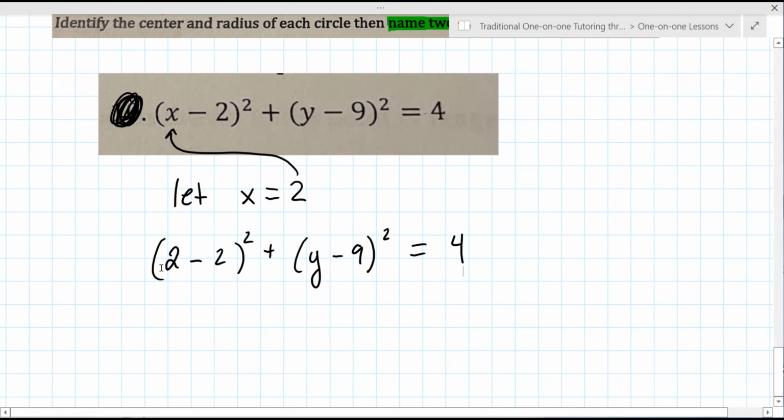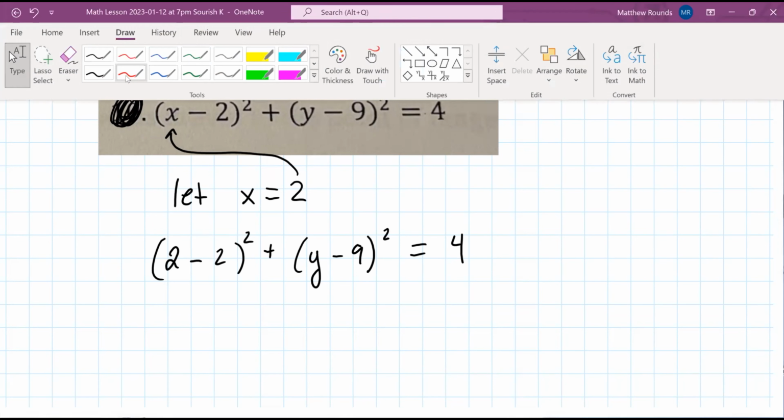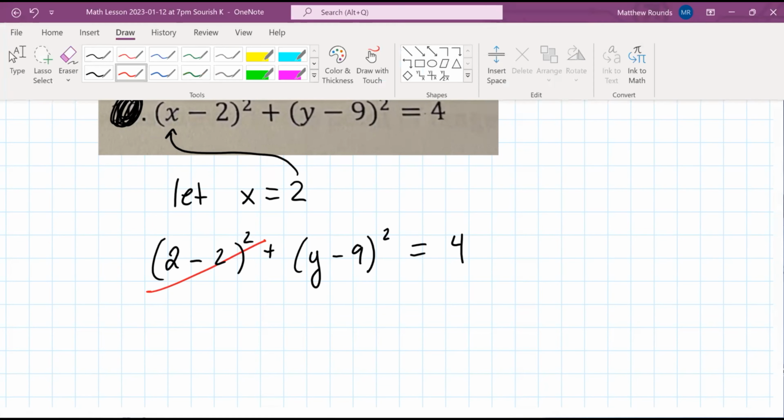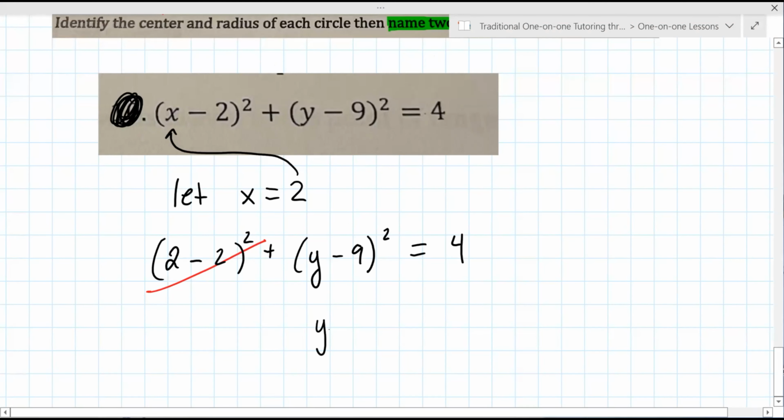What is 2 minus 2? 2 minus 2 is 0. So 0 squared is 0. So notice that it effectively goes away. Like you can just ignore that term. So what you're left with is y minus 9 squared equals 4.